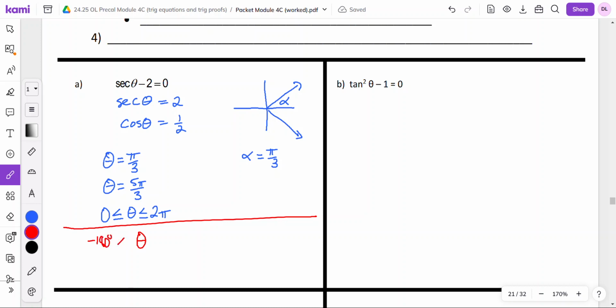Now, what if instead it told us that theta was going to be between negative 180 degrees and 180 degrees? If that was the case, then our reference angle, instead of radians, would be in degrees, which would be 60 degrees. And we'd be able to say that theta is equal to 60 degrees, or theta is equal to negative 60 degrees, because of the interval it's asking for our solution.